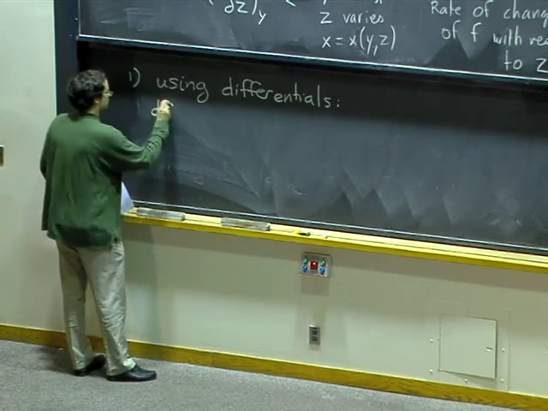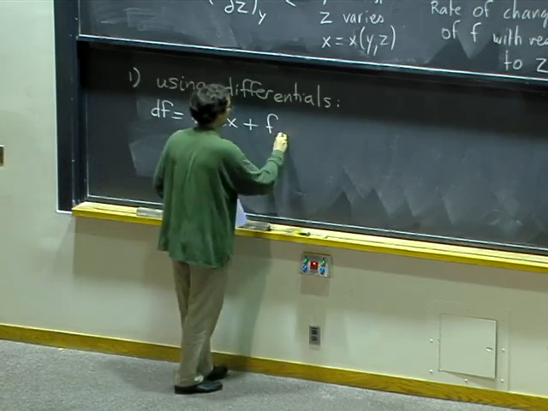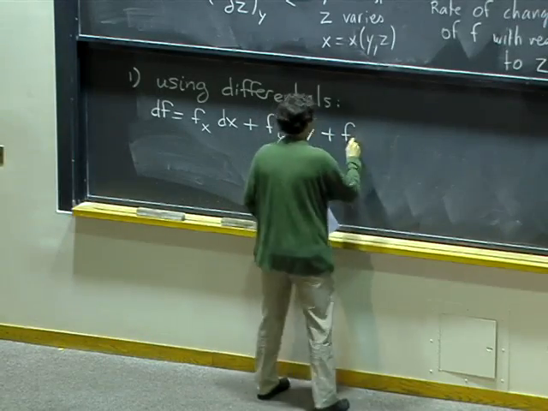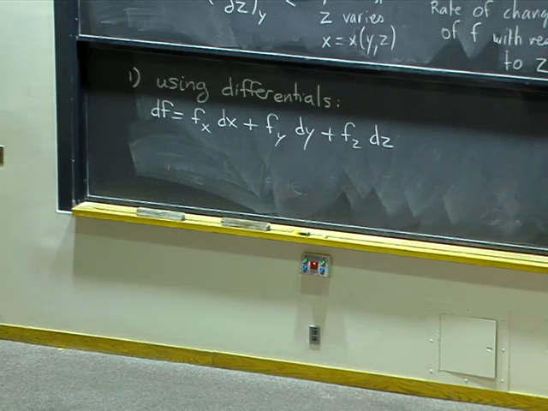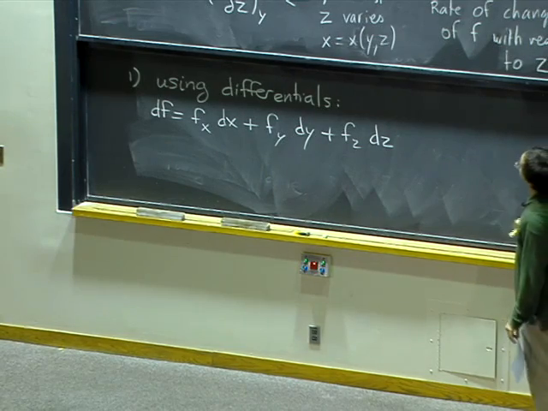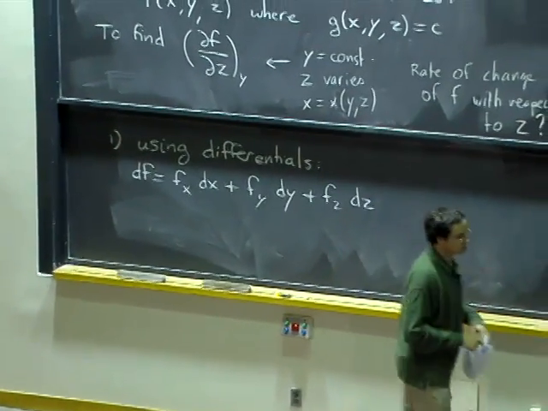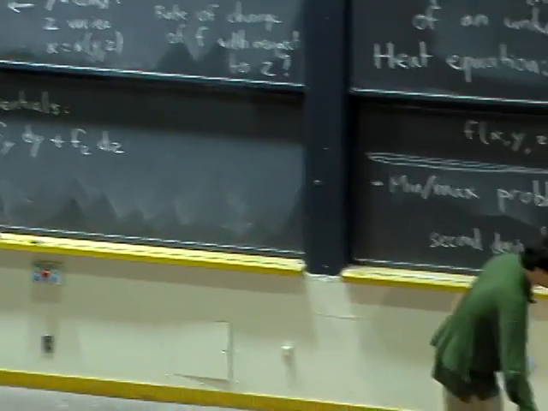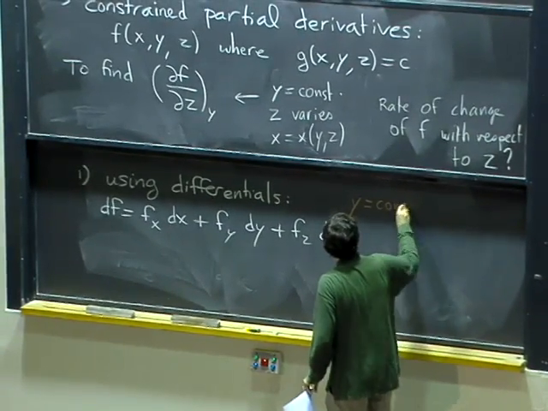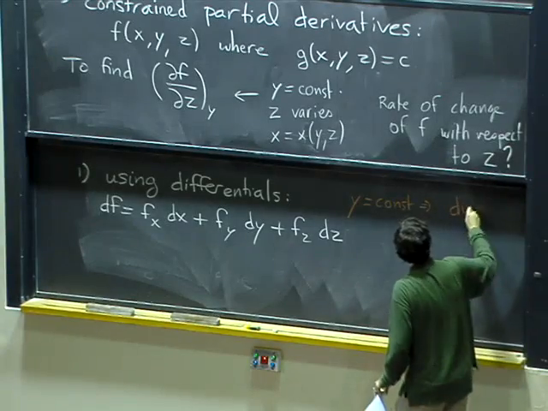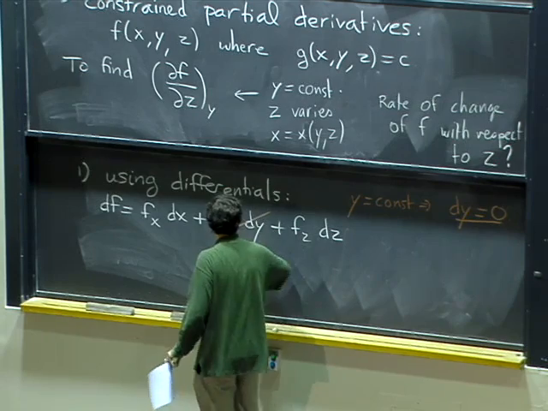Well, we know that df is f sub x dx plus f sub y dy plus partial f partial z dz. That's the general statement. But of course, we're in a special case where first y is constant. Y is constant means that we can set dy to be 0. So this goes away and becomes 0.